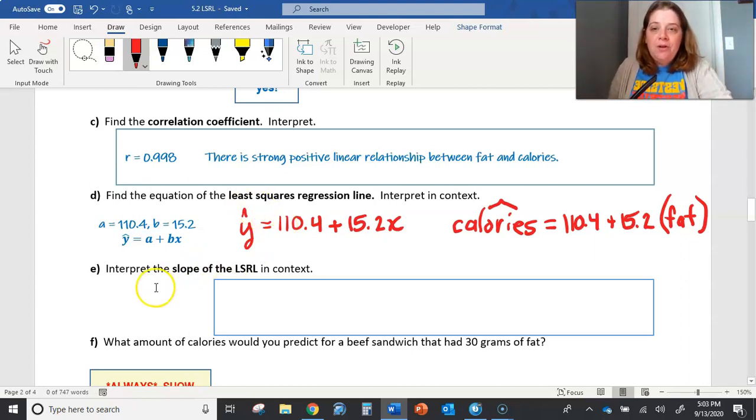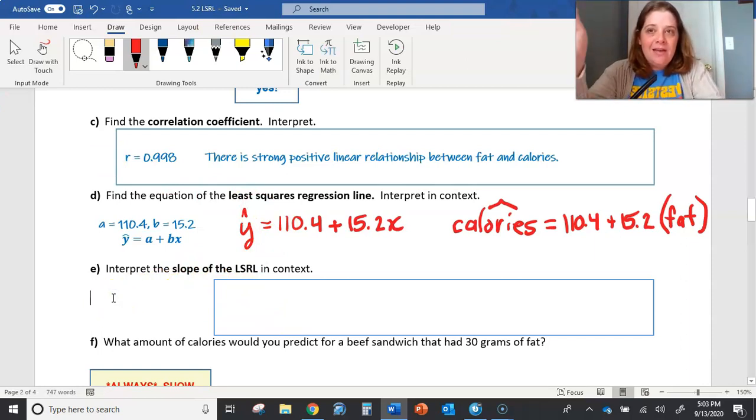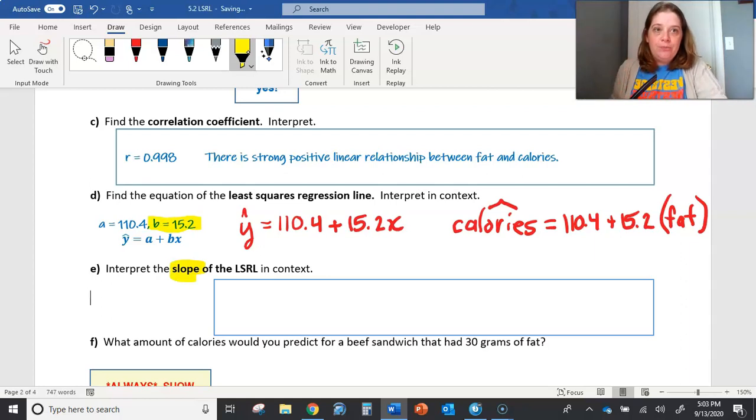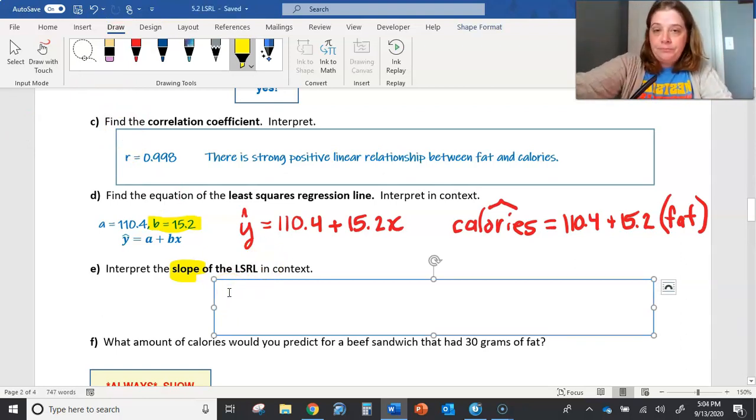Then it says interpret the slope of the least squares regression line. Now remember, the slope is the one that goes with X. So our slope is the 15.2. All right, so think about what this is saying. It's a positive slope, so you think rise over run. The Y value is going up by 15.2 over 1 for the X. So we're going to say that in so many words.